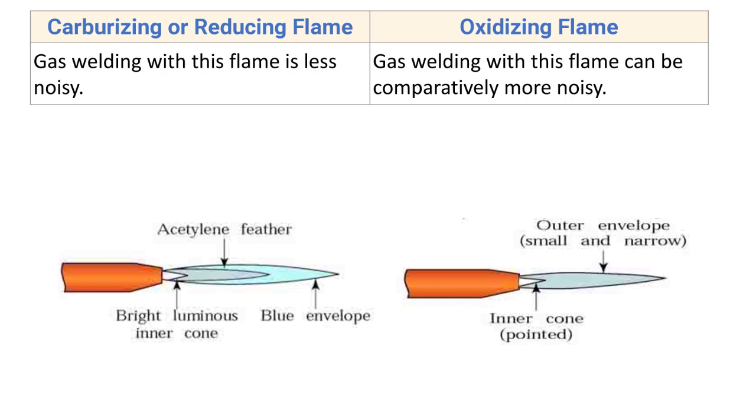Next point, gas welding with this flame is less noisy. The carburizing or reducing flame is less noisy because of incomplete combustion, whereas gas welding with the oxidizing flame can be comparatively more noisy. The oxidizing flame is more noisy because excess oxygen is supplied, so complete combustion takes place.